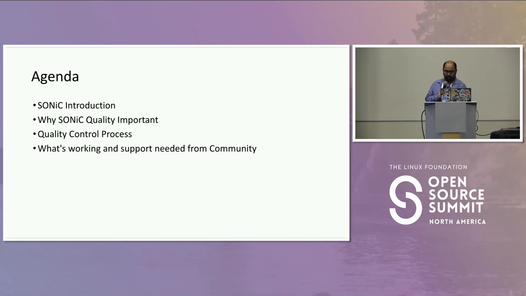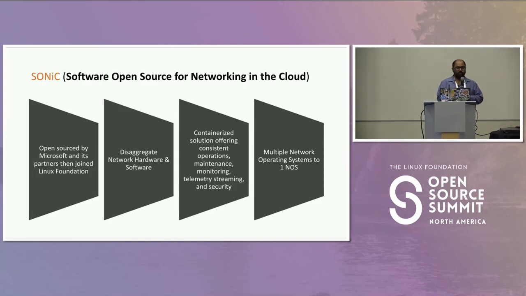So let's dive in. This is one of the classic slides. SONiC is open source software for networking in the cloud. It was open sourced by Microsoft and its partners, and then joined the Linux Foundation. There are many benefits of SONiC. One key benefit is that it disaggregates the network hardware and the software, which is very important at the industry level we are at. We don't have to lock the hardware and the software together. That's the benefit of SONiC.